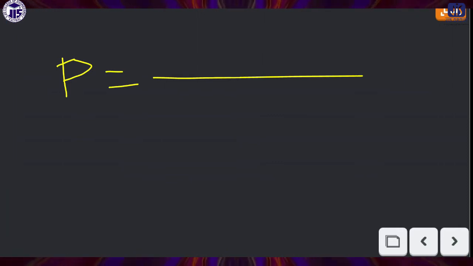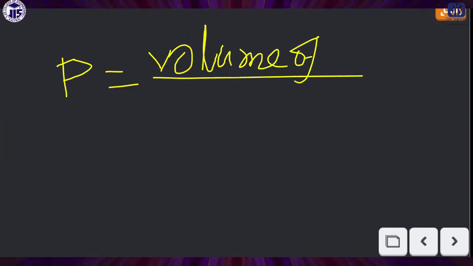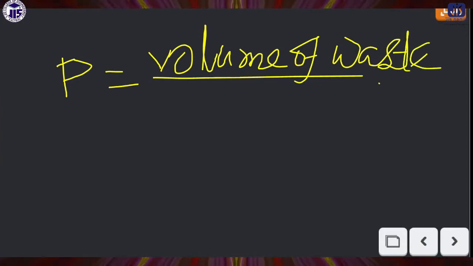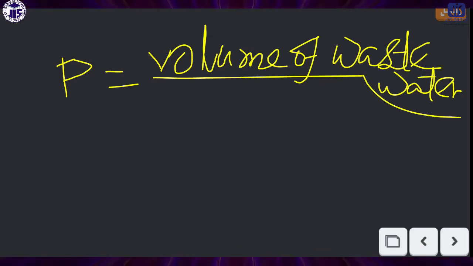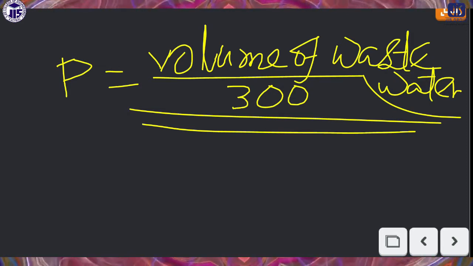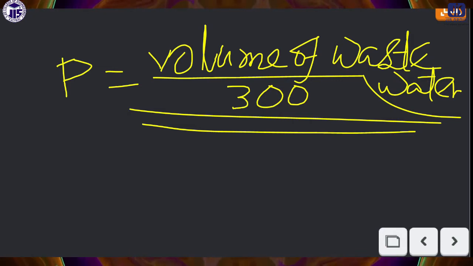the volume of wastewater divided by 300. So that is the equation for P. For the standard BOD bottles, it is 300 ml. So how much wastewater is there? It will be divided by 300.